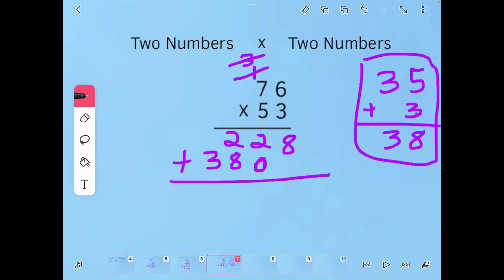All right, so let's add these up. I'll put a 0 here. So 8 plus 0 equals 8. 2 plus 0 equals 2. 2 plus 8 equals 10. So I'll write the 0, and I'll carry the 1. 1 plus 3 equals 4. I have 1, 2, 3 numbers, and I put the comma right there. The answer is 4,028.